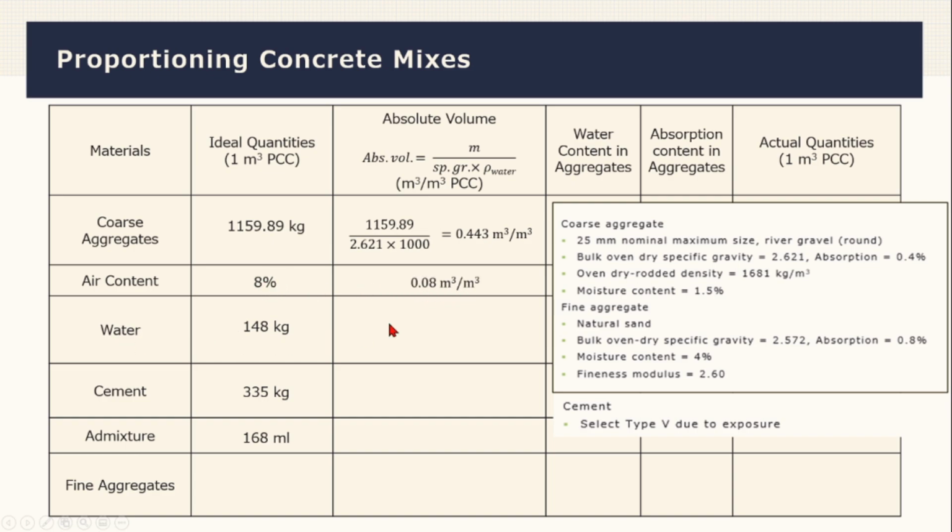Water is 148 kilogram. Converting that into volume, we have 148 over 1, which is the specific gravity of water, times 1,000. And that is equal to 0.148 cubic meter of water per cubic meter of concrete.